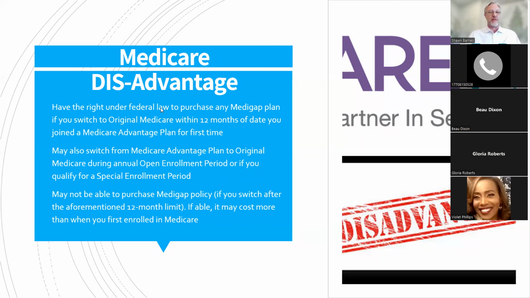You may also switch from Medicare Advantage to original Medicare during open enrollment, or if you qualify for special enrollment. But you may not be able to purchase a Medigap policy if you switch after the 12 months. And if you are able, it will cost you a good bit more than it would have cost you when you first enrolled in Medicare.